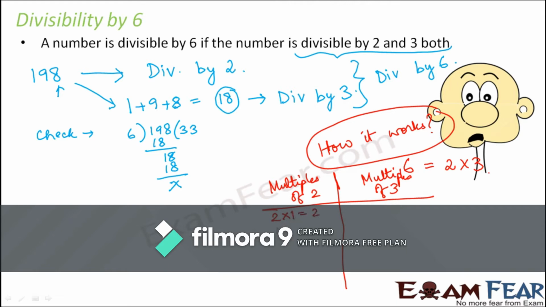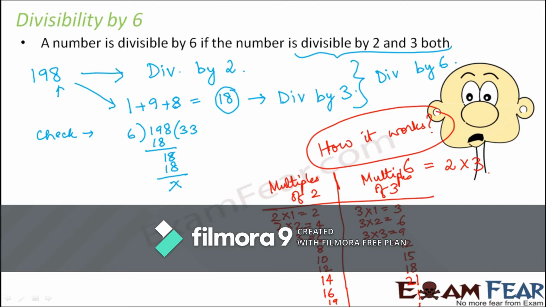So what are the multiples of 2? It would be 2 ones are 2, 2 twos are 4, 2 threes are 6, 2 fours are 8, 2 fives are 10, 2 sixes are 12, 2 sevens are 14, 2 eights are 16, 2 nines are 18, and so on. Similarly, if you start writing multiples of 3, it would be something like 3 ones are 3, 3 twos are 6, 3 threes are 9, and then 12, then 15, then 18, then 21, and so on. So this is how you will be able to see the multiples of 2 and 3.